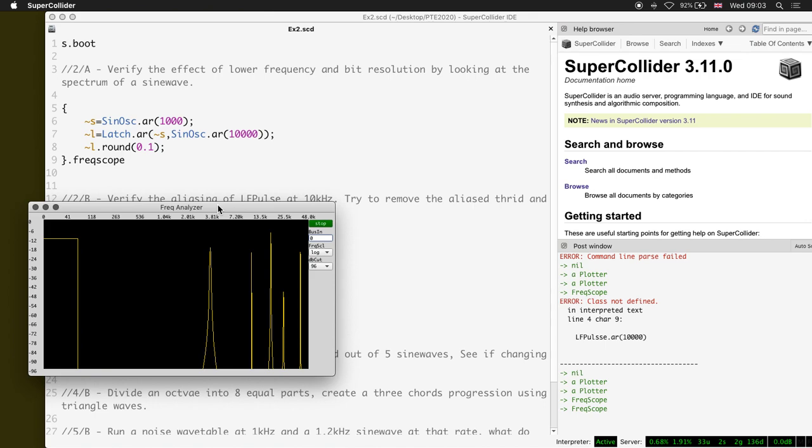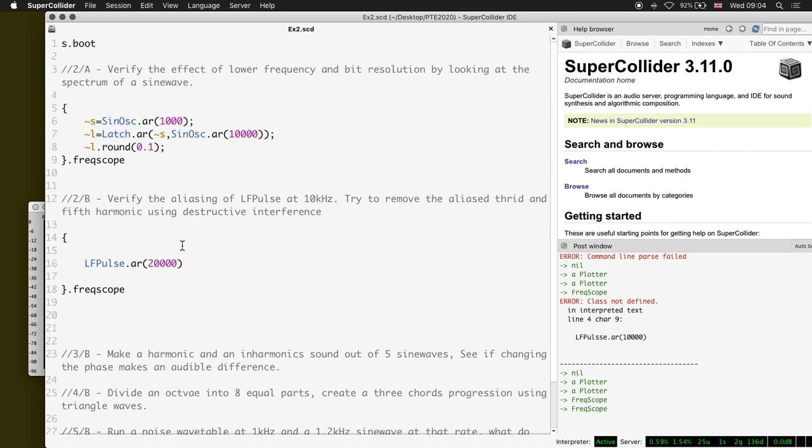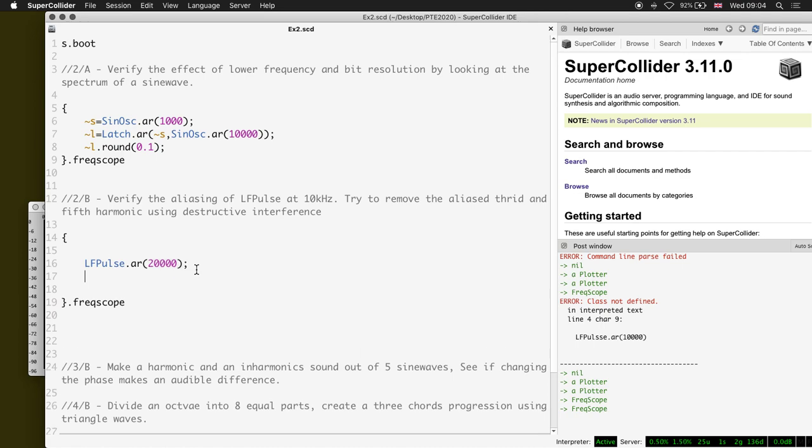Okay, so what do we get here? Well, we get the 20,000 Hertz signal there. So this is my original square wave. And then we get the aliased frequencies. So I see something here, and something here. So this is, well, let's try to predict what they are. And then we will try to use destructive interference to remove them, which I didn't try beforehand.